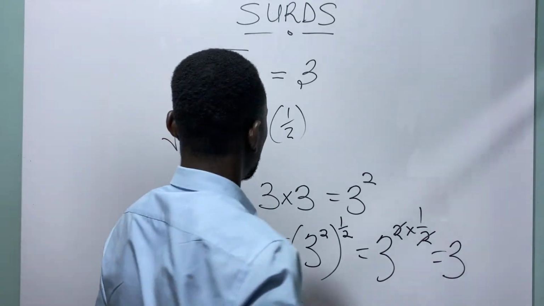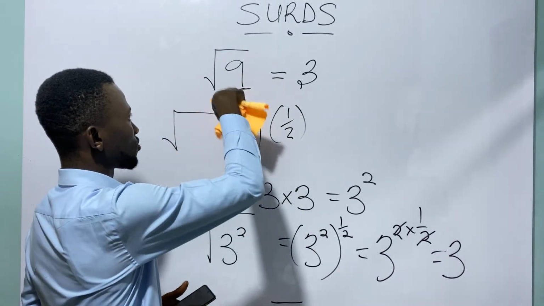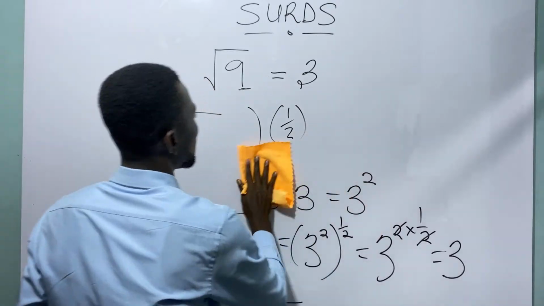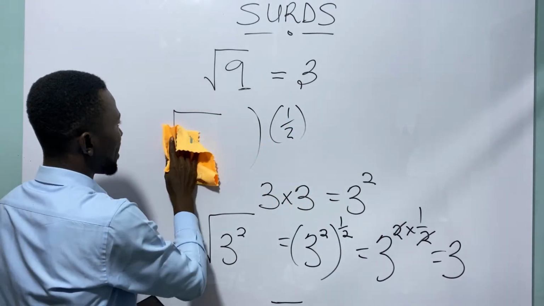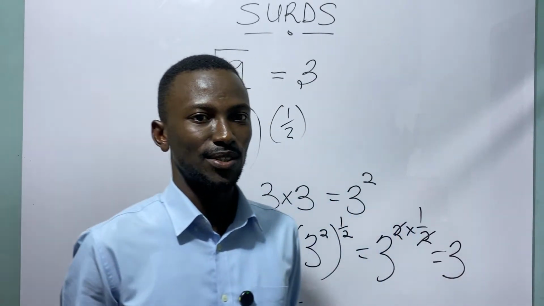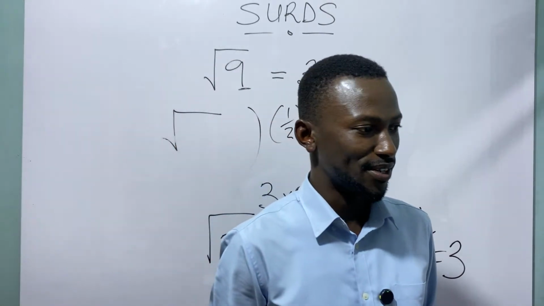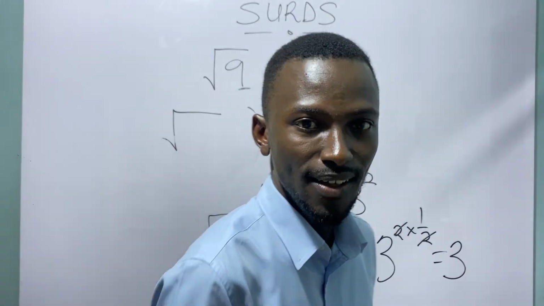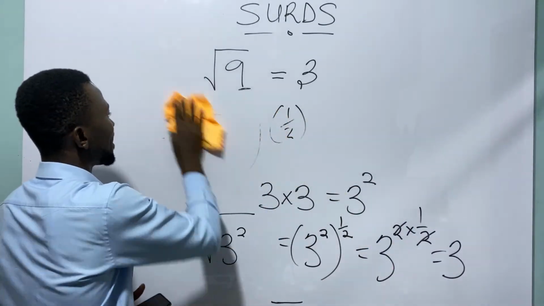Let me clean that really quick. So that's how we got square root of 9 is 3. So let me clean this side. As I'm writing, try and follow the lesson as I'm doing the explanations. Good. Try and follow it as I do the explanation.